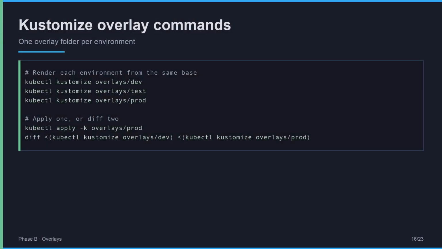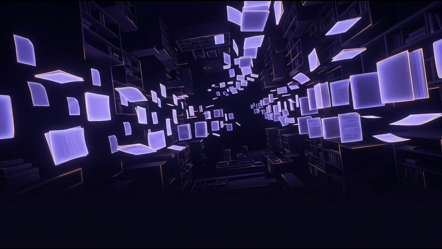Here are the overlay commands in Kustomize. To render an environment, point kubectl kustomize at that overlay folder. To apply, use kubectl apply with the -k flag. And again, the power move: diff the dev overlay render against the prod overlay render, to see precisely what prod changes about the shared base. Same base. Different overlays. Same discipline.